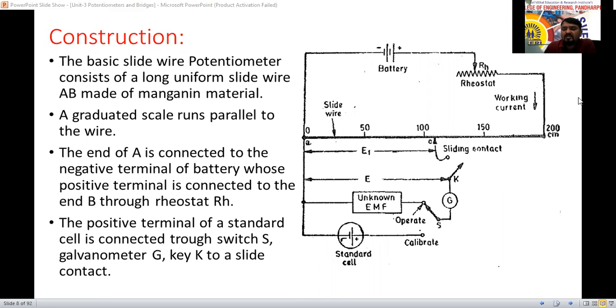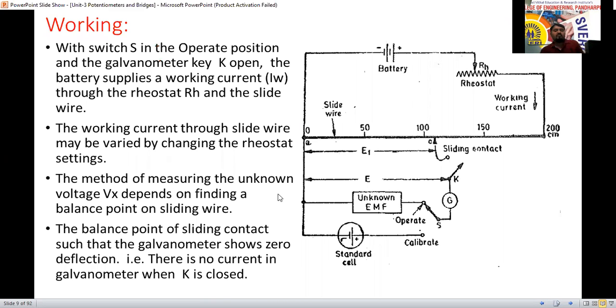This is the standard cell we are taking here. The positive terminal is connected to the switch S and the negative terminal is connected to this one. The positive terminal of the standard cell is connected through S to the galvanometer, and the galvanometer to the key, that is key switch K, and then to a slide contact.